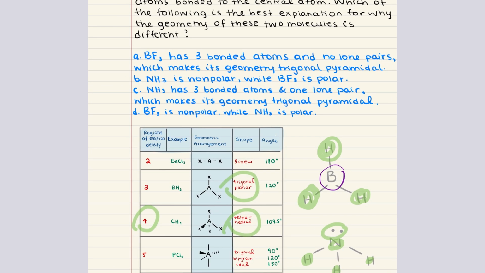A says boron trifluoride has 3 bonded atoms and no lone pairs, which makes its geometry trigonal pyramidal. Okay, now this statement is incorrect. It does have 3 bonded atoms and no lone pairs, but that makes it have a trigonal planar geometry, not trigonal pyramidal. Okay, so not A.